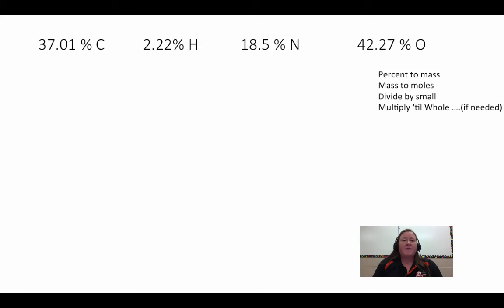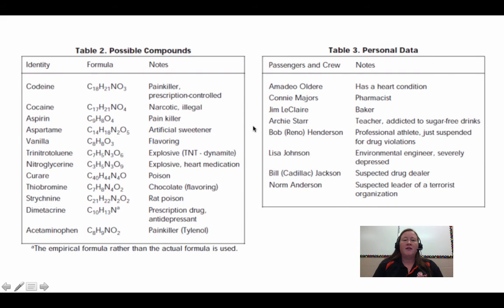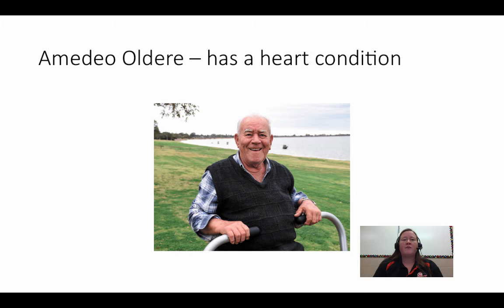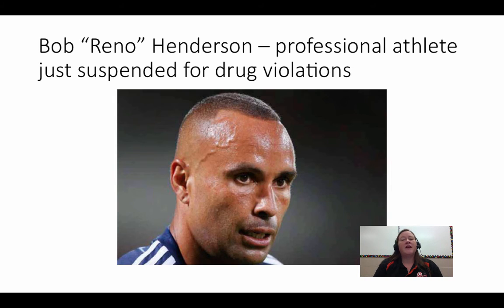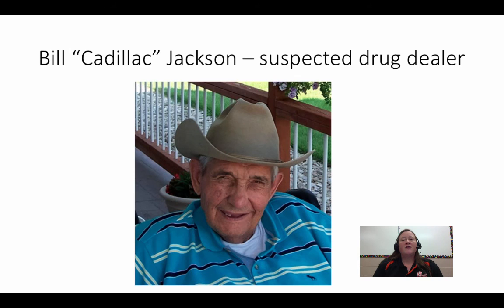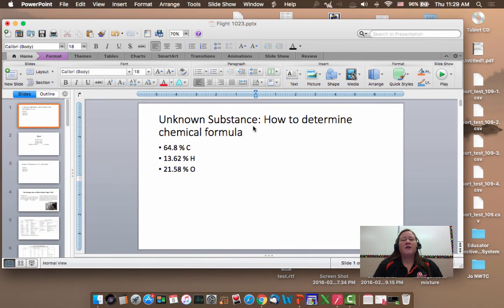Okay, so your job is to use the same method that I just used. Percent to mass, mass to moles, divide by small, multiply till whole. An example is on the board. If it's not on the board, it should be in your notebook right now because I did ask you to copy this down. So I want to wish you good luck. I hope that you find the solution to this mystery, who was murdered and who was the murderer, and is the plane crash even affiliated with any of that. So, good luck.